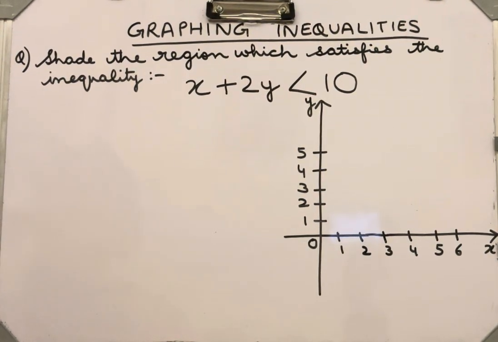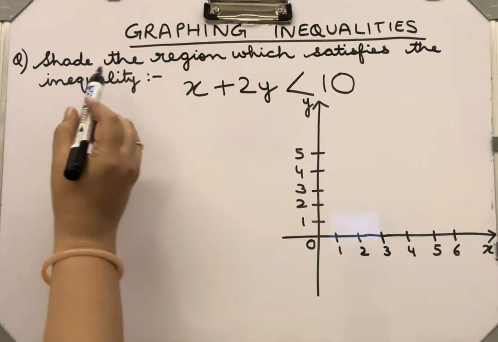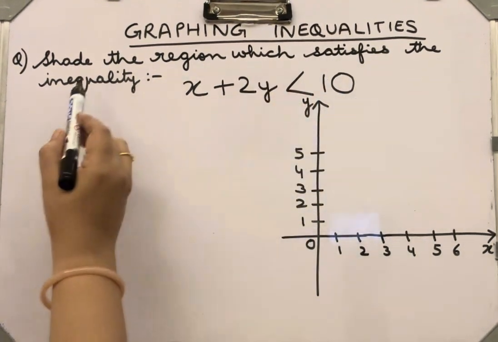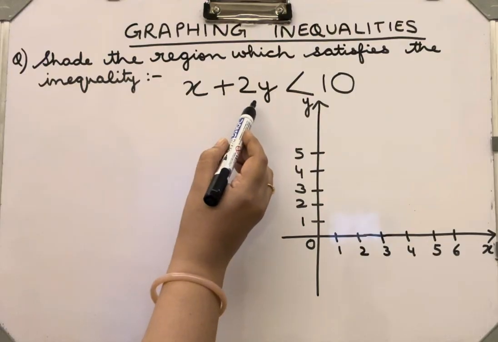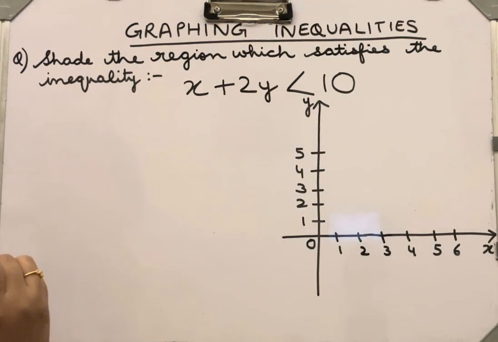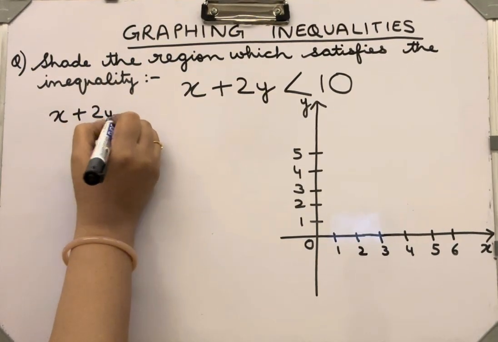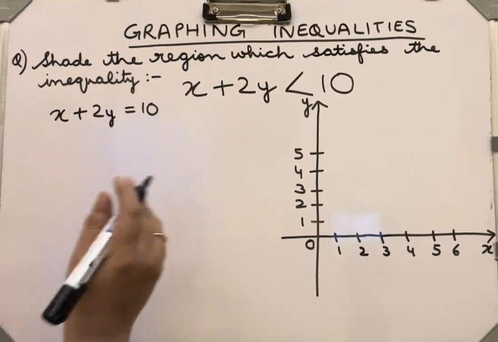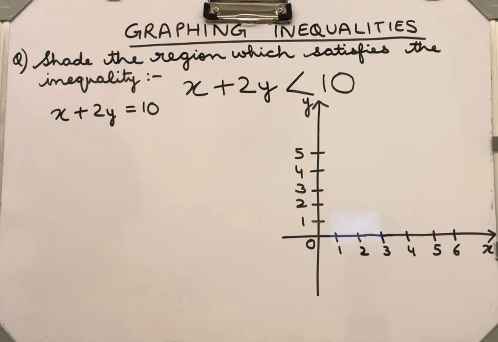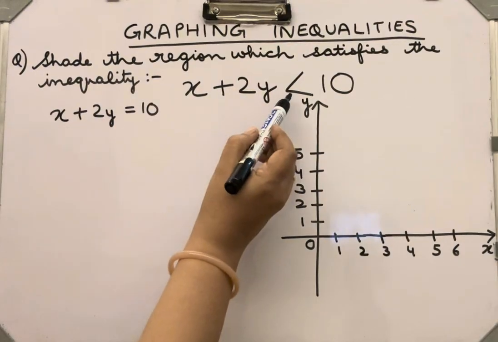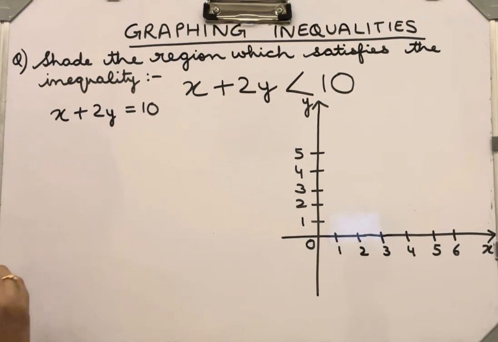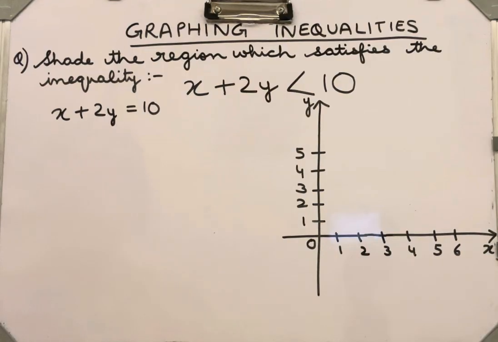So let's begin. The given problem today is: shade the region which satisfies the inequality x plus 2y less than 10. Now, the line x plus 2y is equal to 10 will form the boundary of the region, but will not itself be included in the region, as the sign of inequality is less than and there is no equal to sign in the given inequality. So a dashed line will be drawn to show this.